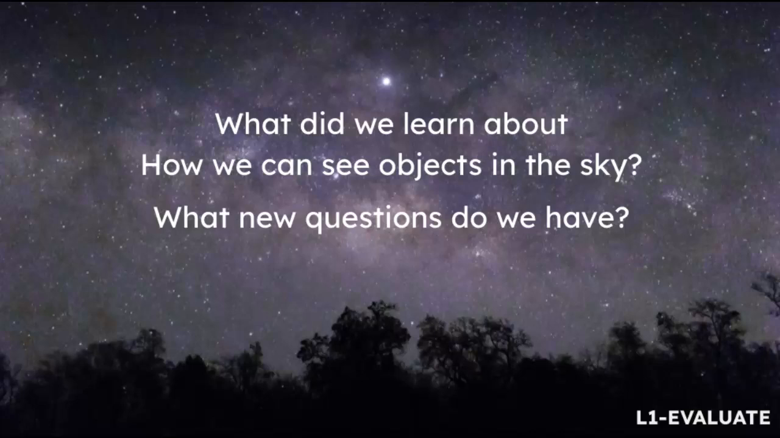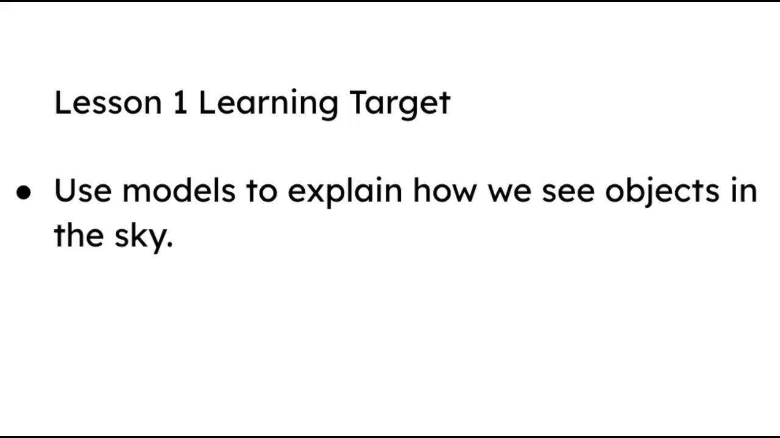To support student sense-making across this unit, orient them back to the driving question board. Ask, what did we learn about how we can see objects in the sky? And what new questions do we have? By the end of this lesson, students will have used models to explain how we see objects in the sky. In Lesson 2, students will investigate how a star's brightness is determined by its size, intensity, and distance from Earth.